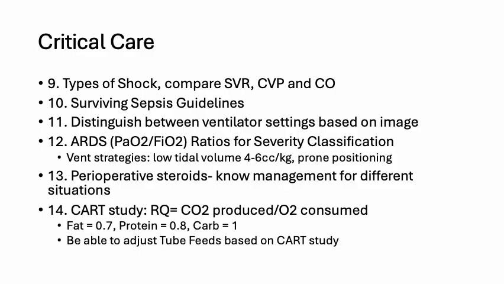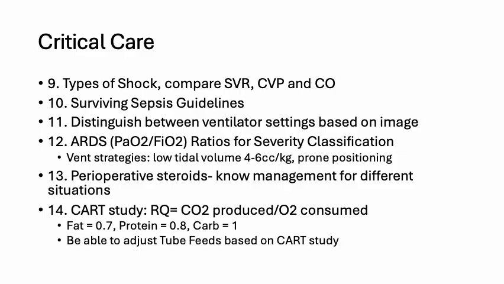For point 12, know how to calculate the ratios for ARDS. So it's the PaO2 over the FiO2, and that'll give you the P to F ratio that can help you classify the severity of ARDS in a patient. And just know that vent strategies include a low tidal volume of 4 to 6 mL per kg, and then prone positioning is also a potential treatment just to help aeration in severe ARDS.